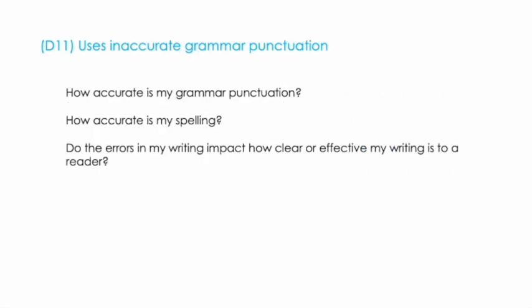One of the most common forms of feedback you'll receive in your writing is D11. And this is a bit of an everything detractor, in the sense it picks up such a wide variety of things, I won't be able to talk about all the different iterations within this single video. What you need to think about in this case, however, is your grammar, punctuation, and spelling. How accurate is your grammar and punctuation? How accurate is your spelling? And do the errors in your writing impact how clear or effective that writing is to a reader?